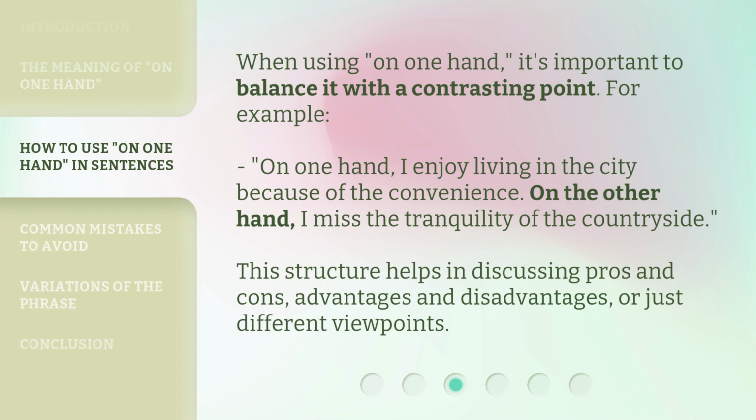When using "on one hand," it's important to balance it with a contrasting point. For example, "On one hand, I enjoy living in the city because of the convenience. On the other hand, I miss the tranquility of the countryside." This structure helps in discussing pros and cons, advantages and disadvantages, or just different viewpoints.